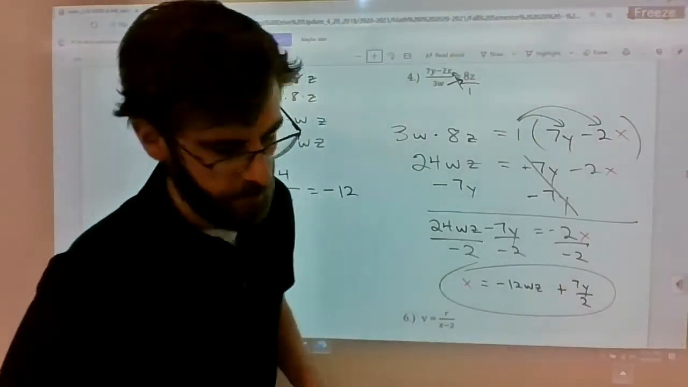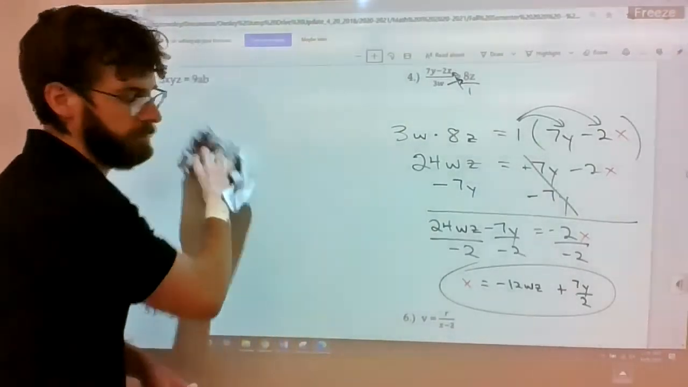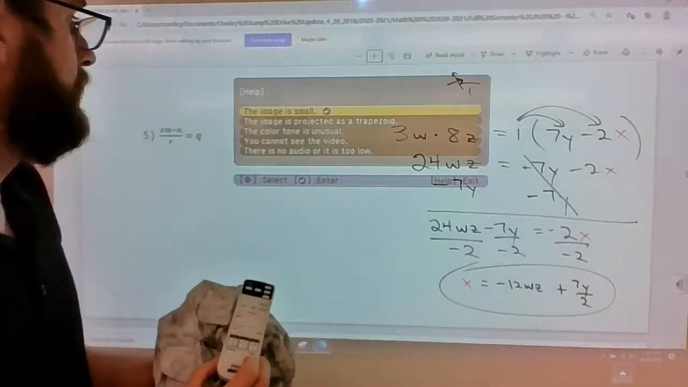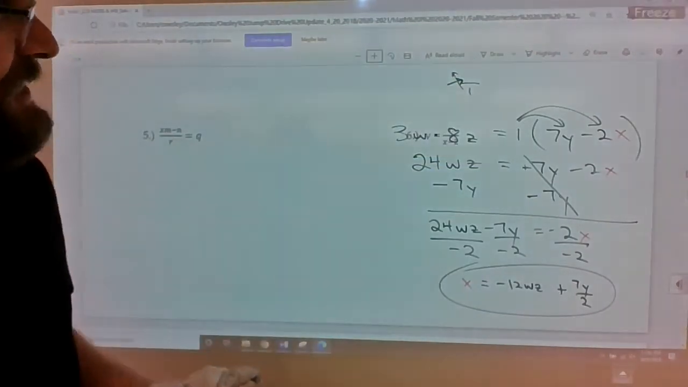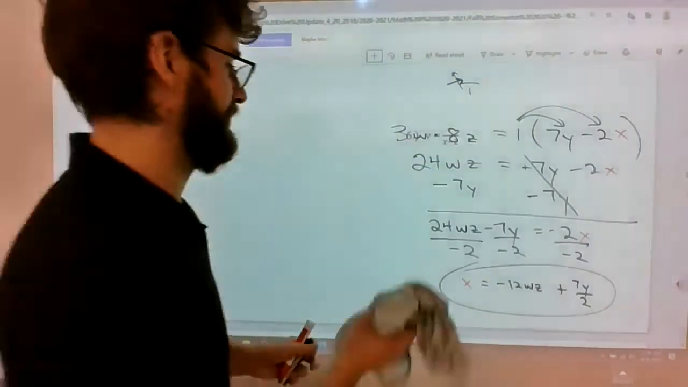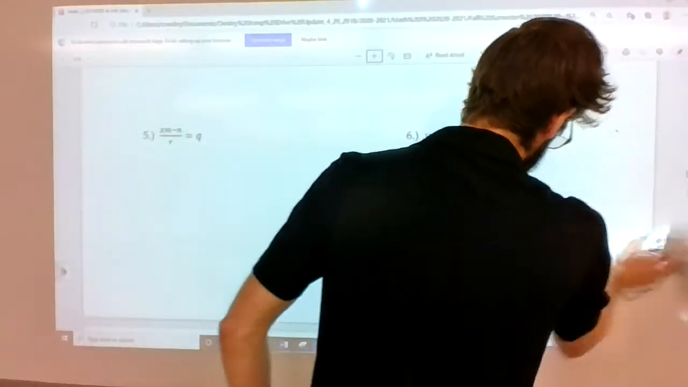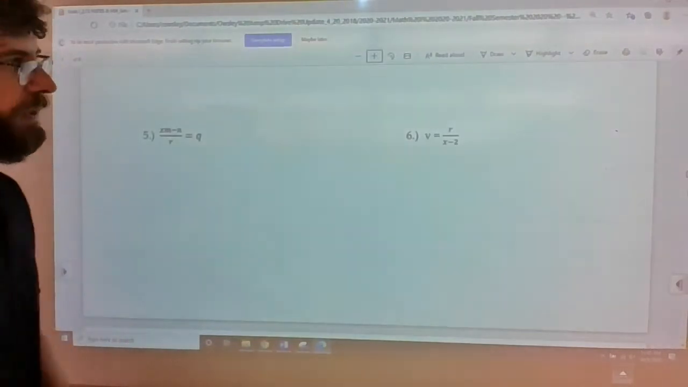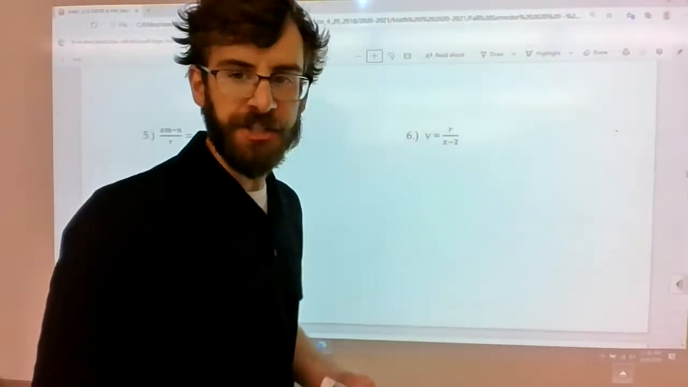Number 6. Oh, I don't want to do that. Number 6. All right, I see a fraction on the right. I'm going to make a fraction on the left.